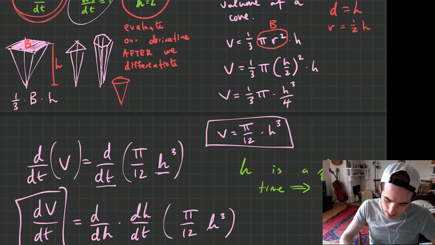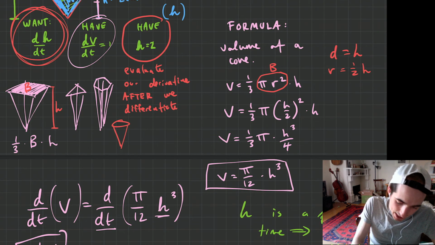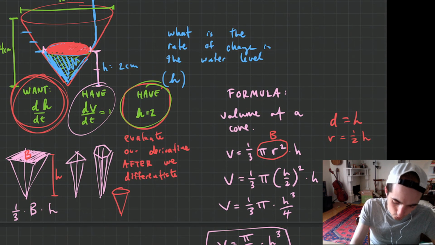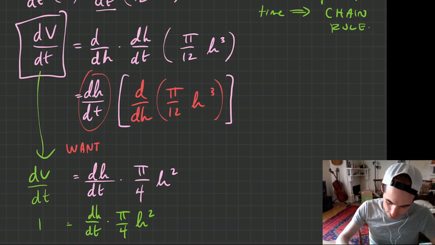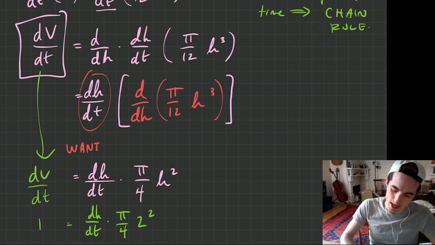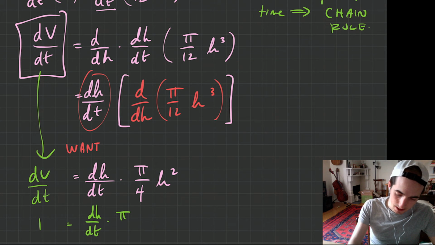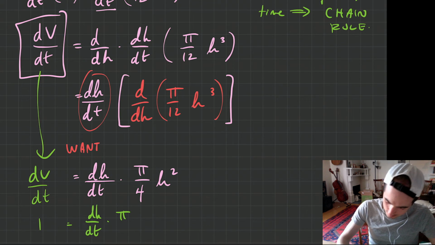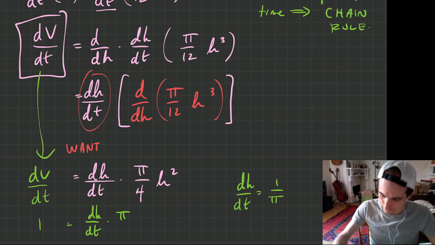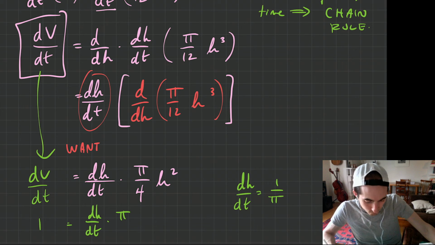And h, we said after we differentiated it, h is equal to 2, right? Because we want to know what the rate of change is when h is equal to 2. So let's turn this into 2. So this will be 2 squared, which is 4. And 4 over 4 is just 1. So dh by dt is equal to 1 over pi. Okay, and there you have it.